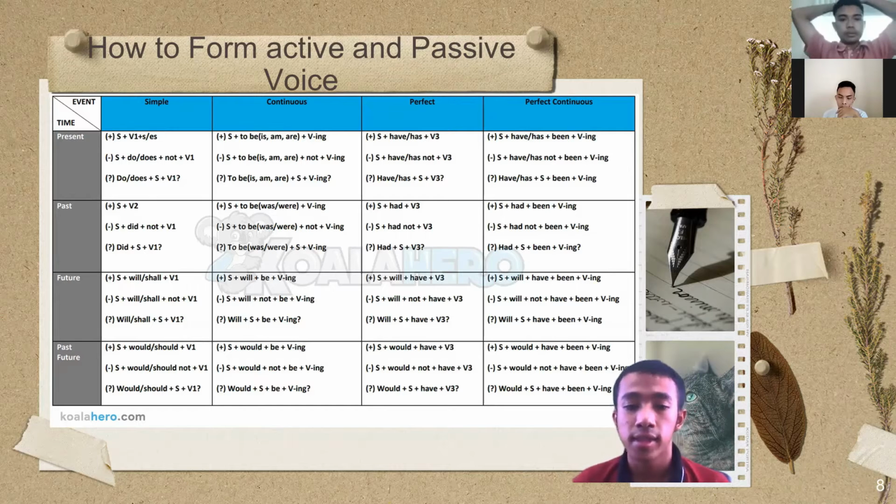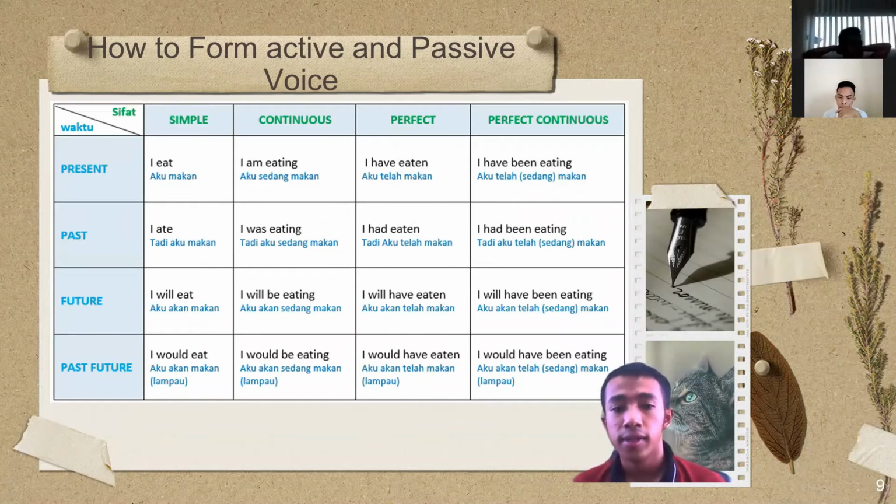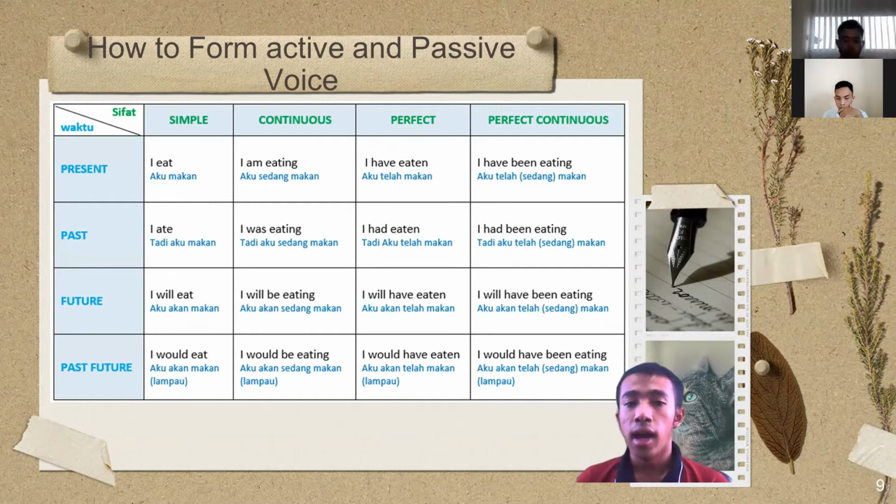So let's go to the examples. Like the first example in the active voice: I eat. In this simple present, I is the subject and eat is the verb. Okay, let's see the next: I am eating.